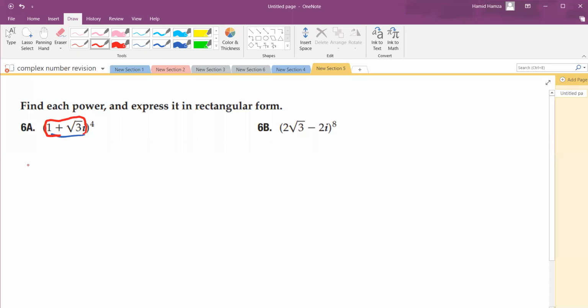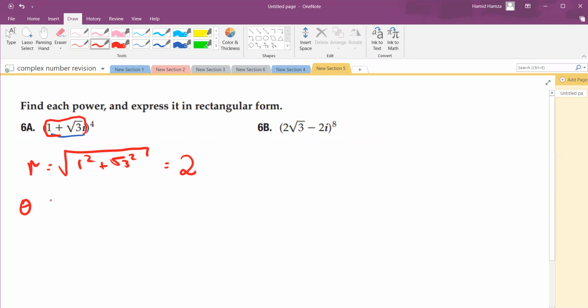First we'll find r. r equals the square root of 1 squared plus root 3 squared. So the answer will equal 2. Now we wanted to find theta, but we wanted to decide where theta is located. So theta is positive and positive.